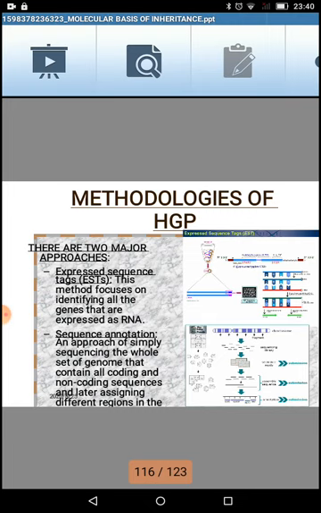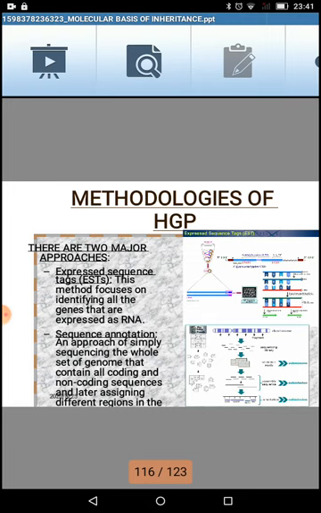So these were some topics which we were continuing, and in continuation to that, let us move ahead with methodologies of Human Genome Project. Methodologies of Human Genome Project means what was the method used by the scientists to crack the whole coding sequence of the DNA. That is, the different types of procedure used by the scientists to code the sequence of the DNA.